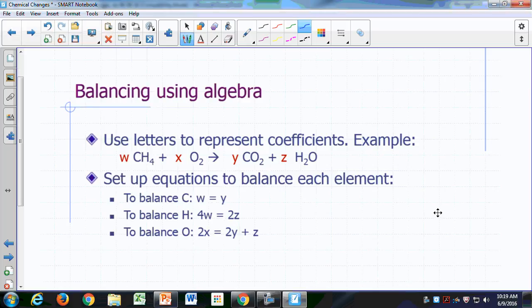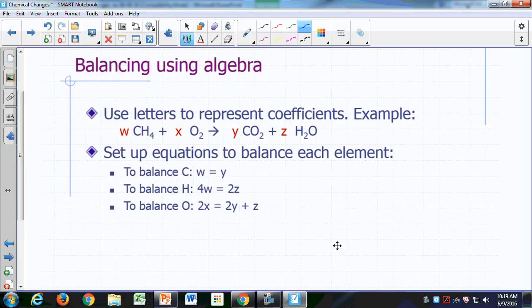If you don't like doing things by trial and error, you can balance a chemical equation using simple algebra. Okay? And so here's an example. Let's say you wanted to balance the equation CH4 plus O2 yields CO2 plus H2O. Well, what you can do is represent your coefficients by letters. We have four substances involved here, so we have four coefficients. So let's just call them W, X, Y, and Z.